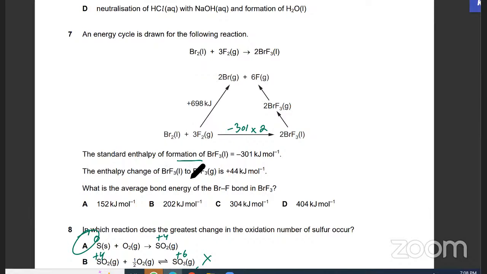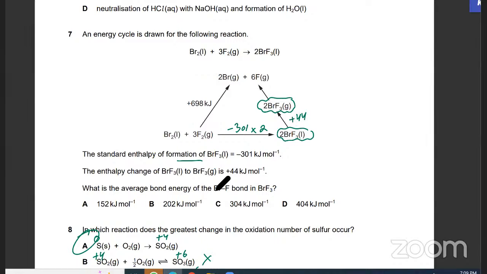What is the enthalpy change of BrF3 liquid to BrF3 gas? So your starting point is this one, BrF3 liquid, and they're asking you to figure out the enthalpy change, this one. So what you're going to do is create this other path. Sorry, they've already given that. BrF3 liquid to BrF3 gas, that's +44. This one is already given.